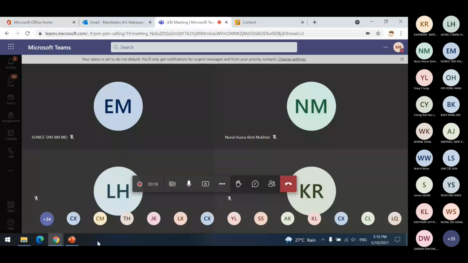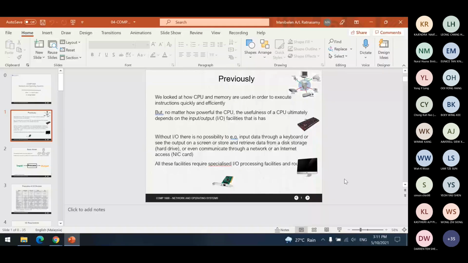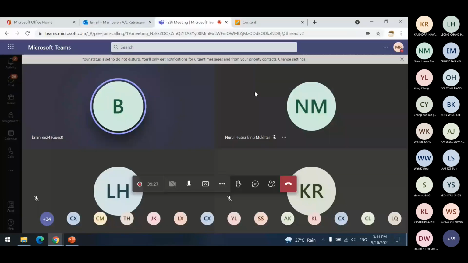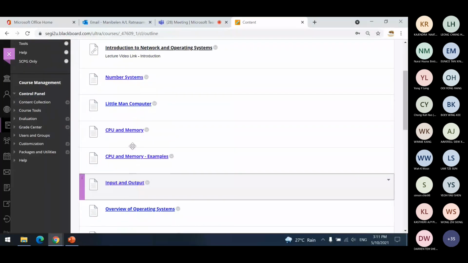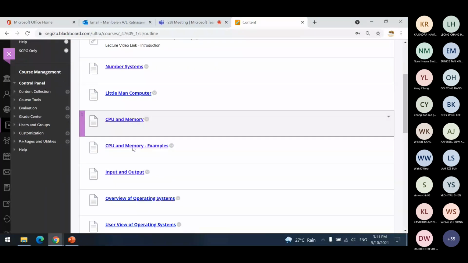Sir, what chapter is this? Input output. If you look at Blackboard, yeah, input output. Today we're going to cover input and output. For those who just came in, we are starting with input and output for today.